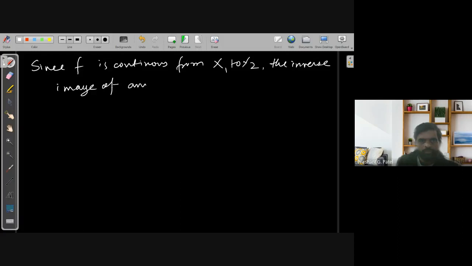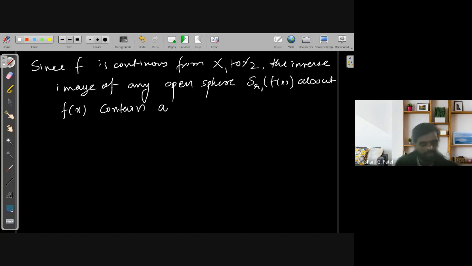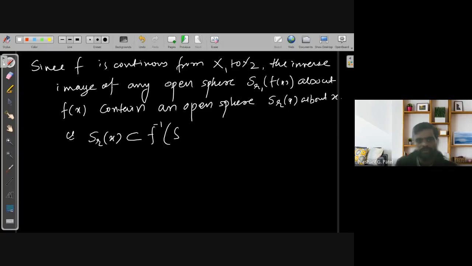So since f is continuous and we are using that equivalent condition, the inverse image of any open sphere, in particular S_R1 of f of x about f of x, contains an open sphere S_R of x about x. So I can write that S_R of x is a subset of f inverse of S_R1 of f of x, which will be a subset of f inverse of G because of this previous statement.